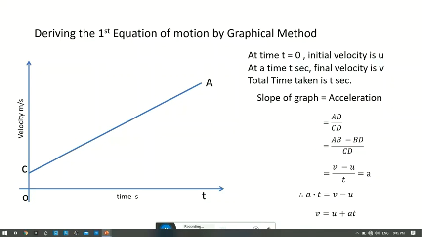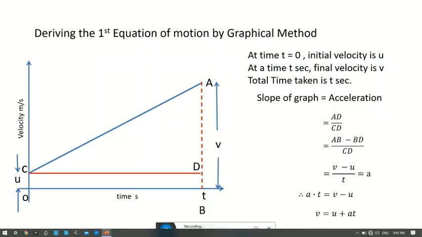C point, this is A point, draw perpendicular from A on time axis, the point is B. Similarly, draw perpendicular from C on AB, the point is D. Means CD is parallel to OB and AB is parallel to y-axis, that is velocity axis. U be the velocity, which is initial velocity at a time t is equal to 0, and V is the velocity at a time t second, means V is final velocity.